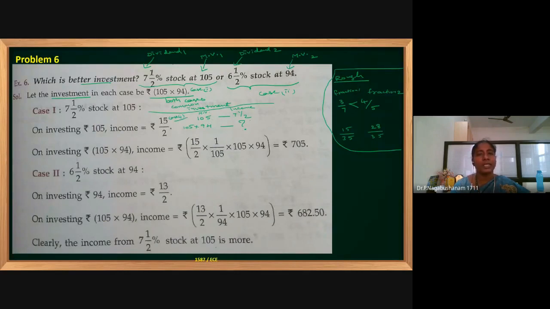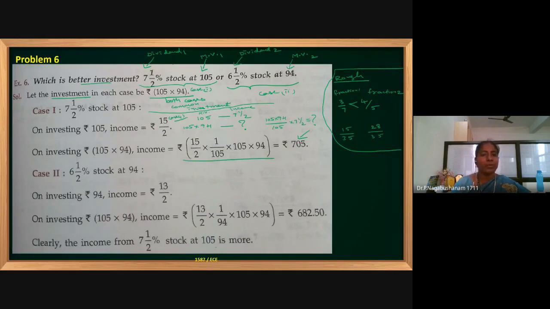For 105 rupees I get income 7.5, which is 15 by 2. And if the investment is 105 into 94, then what is the income? How to calculate the question mark value? 105 into 94 divided by 105 into 7 1 by 2 is the question mark value, and the answer is 705 rupees. The same calculation is done here.